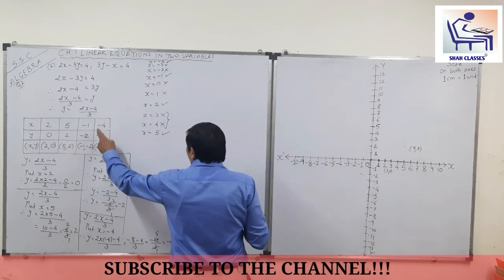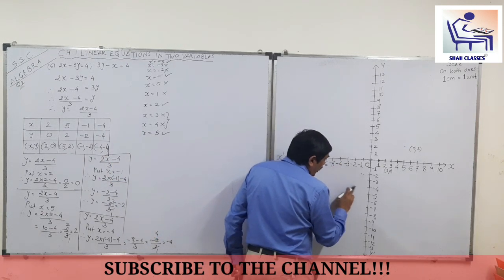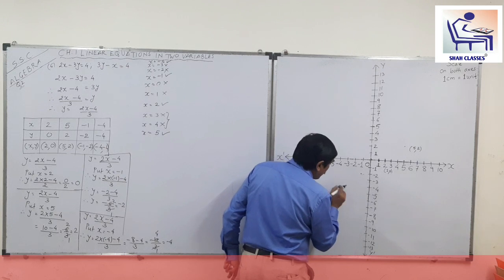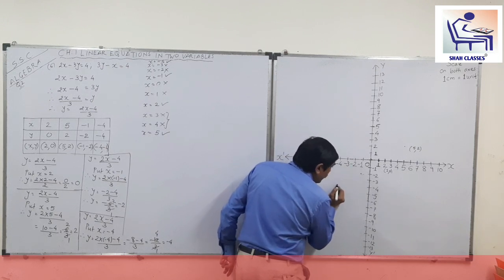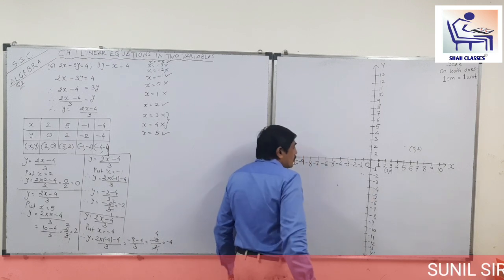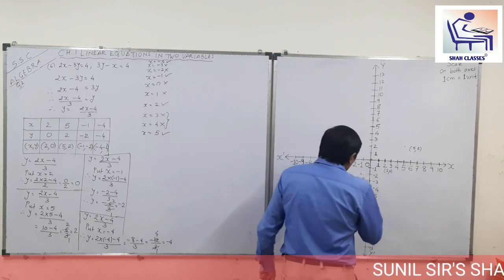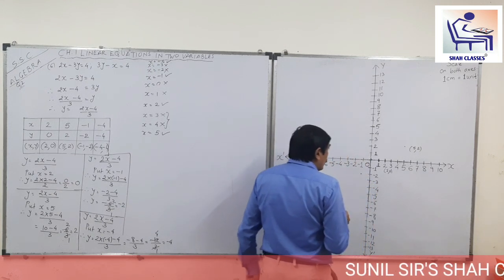And now the fourth point, minus 4, minus 4. So on x-axis minus 4 and on y-axis minus 4. Here we are getting the point minus 4 and minus 4. So we got these 4 points. We have to join them to get the line of the equation.